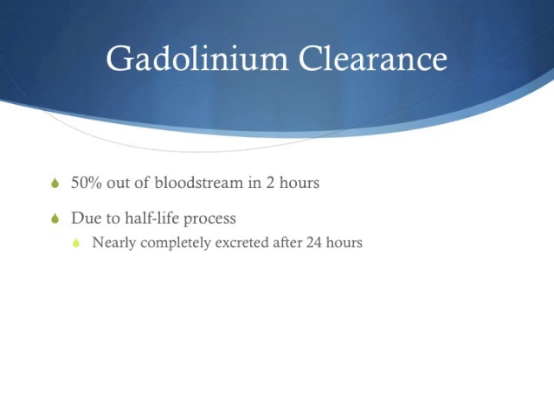So let's talk about how gadolinium gets out of your system, or how fast it does. Gadolinium clearance: 50% of the IV medicine you give them will be excreted out of the urine in 2 hours. There's a half-life process, so 2 hours after that, half of the gadolinium that is left will be excreted. 2 hours after that, another half is gone. And it's completely or nearly completely excreted within 24 hours.